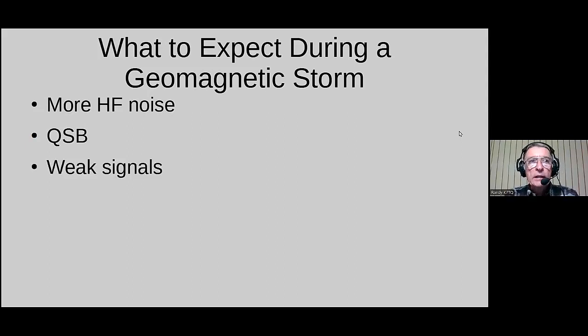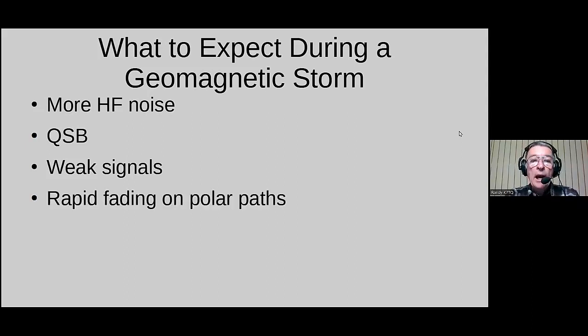So fading, that's another indication of a geomagnetic storm going on. And signals are weak. Somebody who would normally have a strong signal in normal times would be much, much weaker. And if you're on a polar path like to Europe, then you'd have rapid fading of the signals coming over the polar paths.